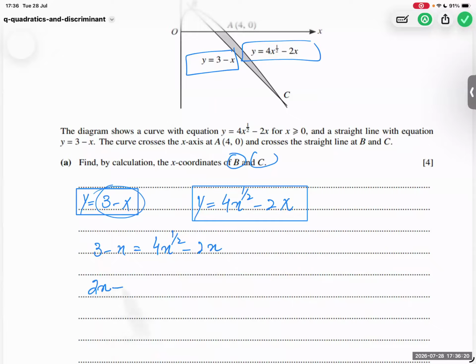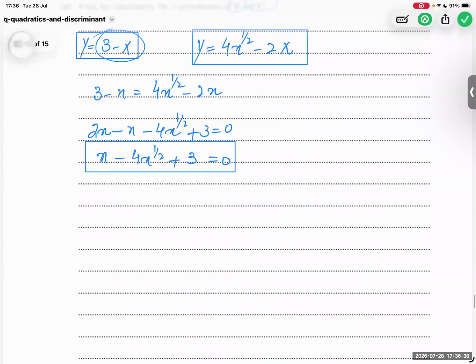So that would be 2x minus x minus 4x to the power 1 by 2 plus 3 is equal to 0. That would be x minus 4x to the power 1 by 2 plus 3 is equal to 0. That is again a type of example, equations reducible to quadratic, right? So we're going to suppose x to the power 1 by 2 is equal to t, and then x is going to be t square. So it is t square minus 4t plus 3 is equal to 0.